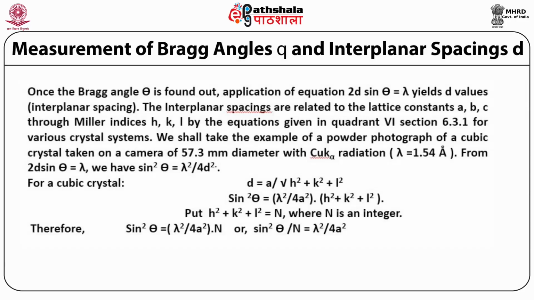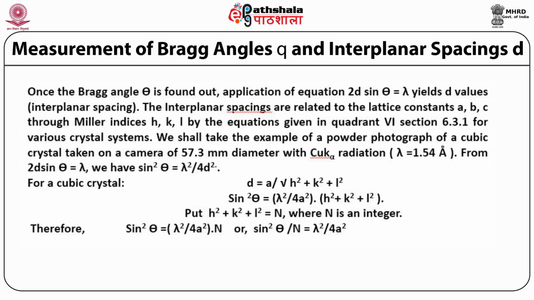Once the Bragg angle theta is found out, application of the equation 2d sin theta equal to lambda yields d values, that is the interplanar spacing. The interplanar spacings are related to the lattice constants a, b, c through Miller indices h, k, l by the equations given in Module 6, Section 6.3.1 for various crystal systems.